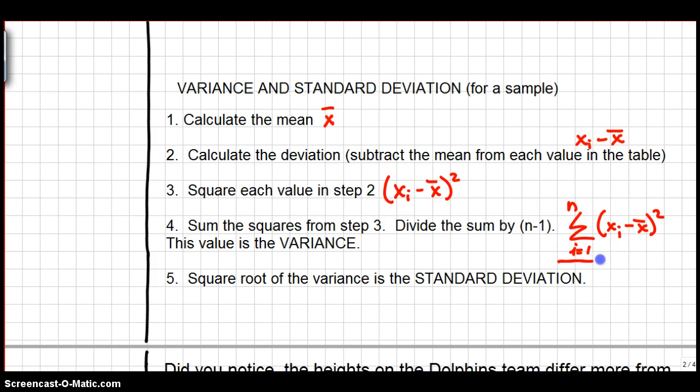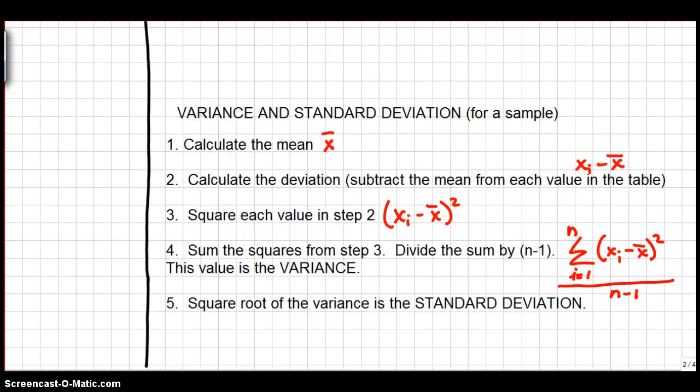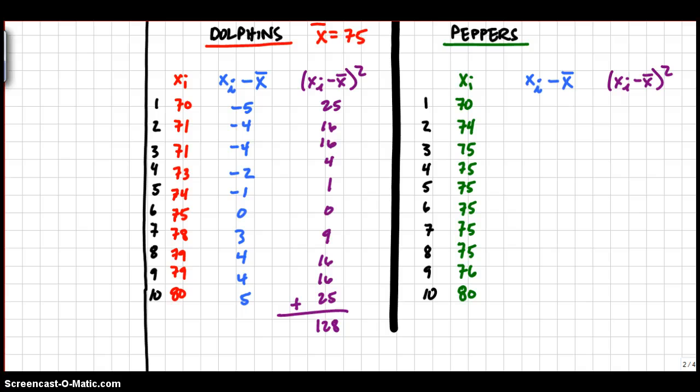So we're going to take all of that after we've added it, and we're going to divide by n minus 1. On our data, we are working with 10 numbers, or 10 players, so we will divide by 9. When you divide by n minus 1, in this case, we get 14.2 repeating. That value is called the variance.